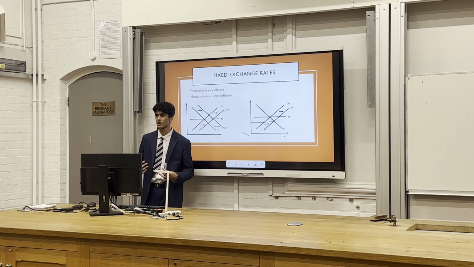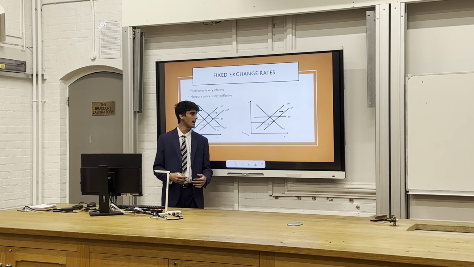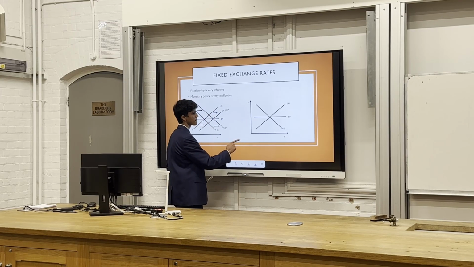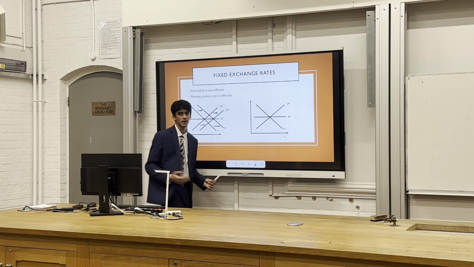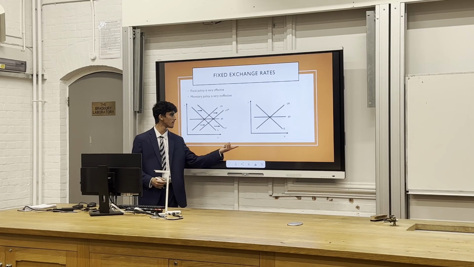They'll demand less of your currency, and so the central bank will have a lower supply of foreign reserves. And in order to keep the exchange rate the same, they now have to move the LM curve back to where it was before. So there's no overall change. So monetary policy is really ineffective because it can't influence the interest rate in the economy anymore.